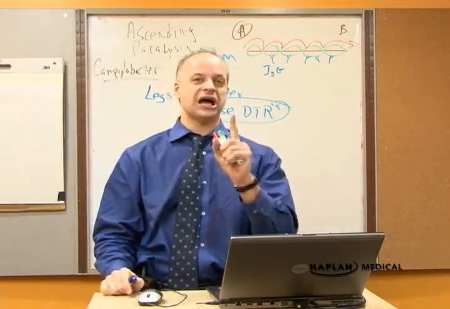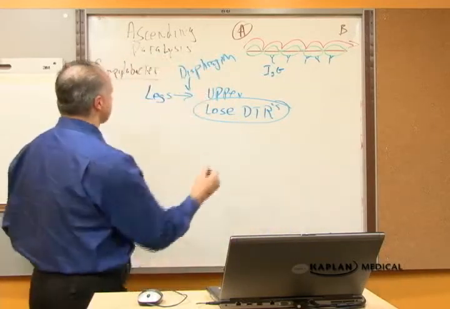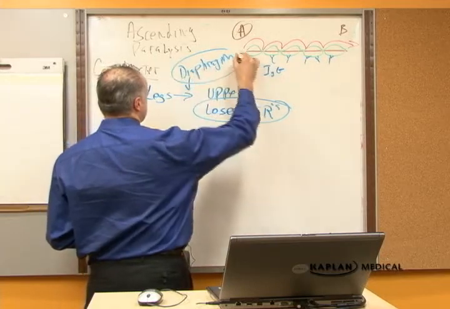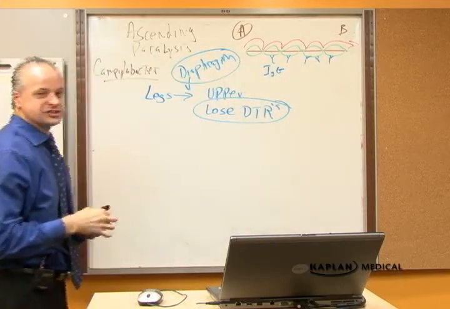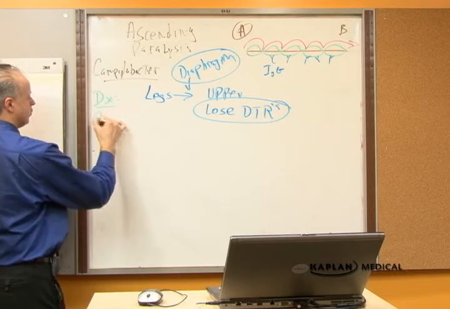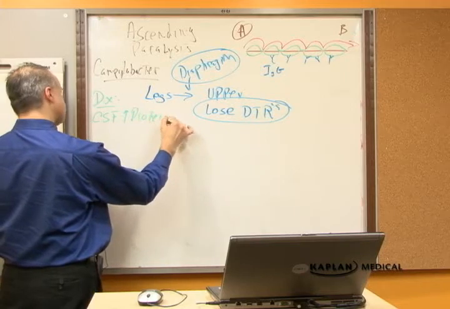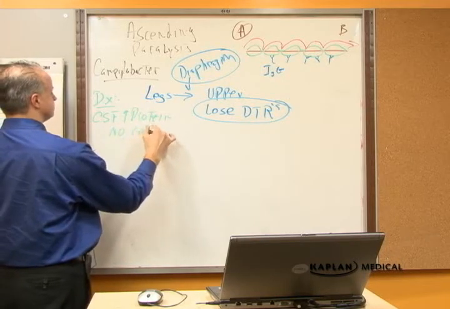How do you die of Guillain-Barré? By hitting the diaphragm in the middle. It causes respiratory paralysis. So we have two different types of story for Guillain-Barré. One is how do we diagnose Guillain-Barré? Well, the CSF shows you increased protein. However, there are no cells.